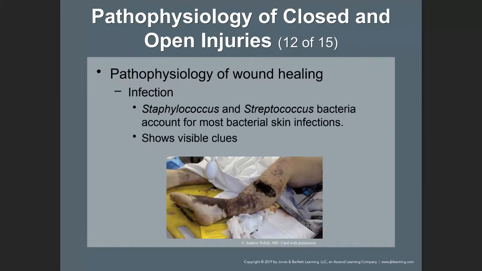Pathophysiology of wound healing. Infection. Staphylococcus or Streptococcus bacteria account for most bacterial skin infection. Shows visible clues. So they can develop infection from these bacteria, and this can interfere with wound healing. And it's usually when the area is not kept clean or sterile.